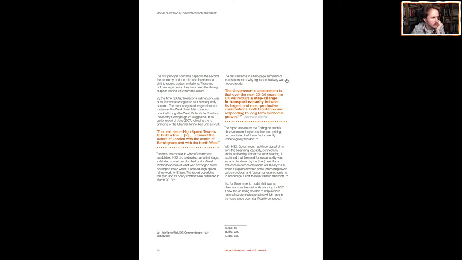The first sentence in a two-page summary of its assessment of why a high-speed railway was needed reads, "The government's assessment is that over the next 20 to 30 years, the UK will require a step change in transport capacity between its largest and most productive conurbations, facilitating and responding to long-term economic growth." Fine. Are they going to? Oh, they don't put it. Annoyingly, they've missed a trick there. They've missed the trick of the Network Rail report, which explicitly states.